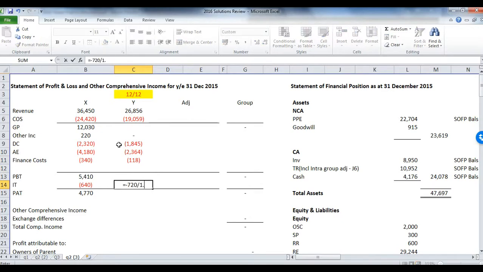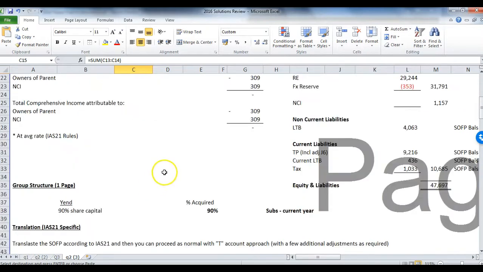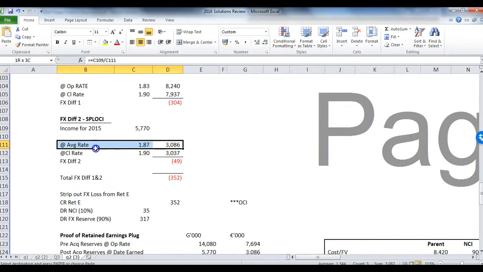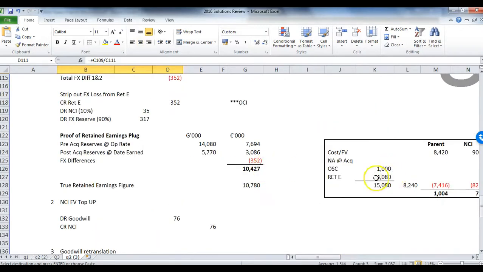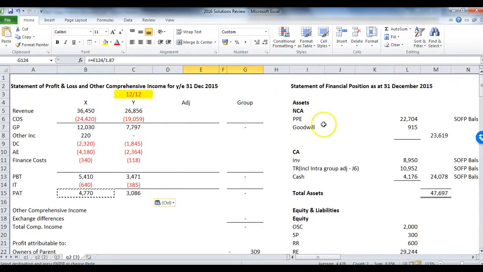720 divided by... So again, all I'm doing here is updating and using the correct euro-based amounts based on the IAS 21 rules. And you'll notice that the profit figure I got here, 3086, is the one that I've been working with below already. So the 3086 at the average rate, and when I came down here, the 3086. So I know I'm correct. The results have come down correctly.